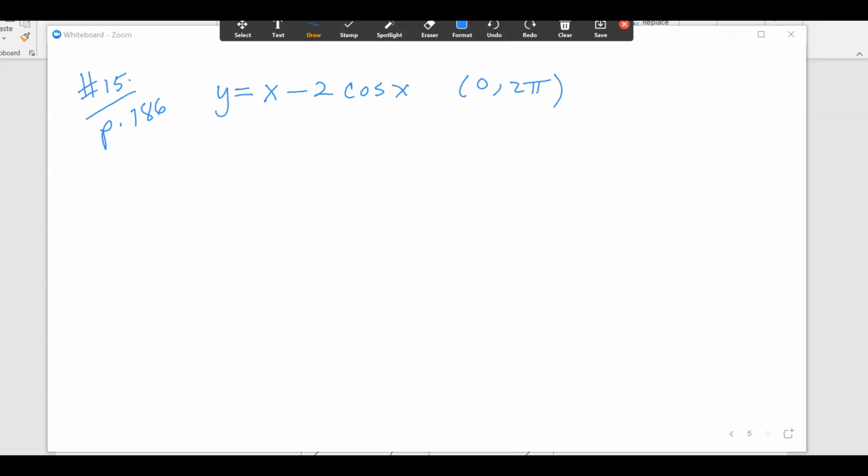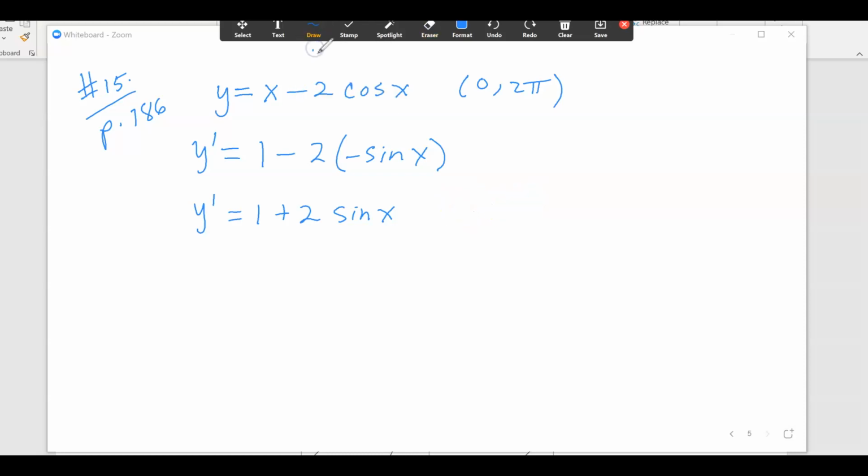Here we're supposed to find the intervals on which the function is increasing or decreasing. All right, so we know that we're going to find the derivative, which is 1 minus 2 times the derivative of cosine, which is negative sine of x. The y prime is equal to 1 plus 2 sine of x. And we're looking on the interval from 0 to 2 pi.